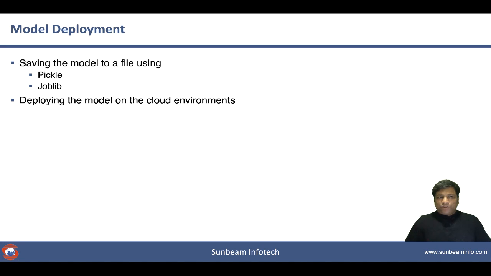Now, sometimes you want that model to be available to other users than your local machine. So we are going to use a library like Pickle or Joblib to save our model into a file, and we'll finally deploy it onto a cloud environment like AWS, which will be accessible for most of the users around the world. This is what we are going to cover under this particular course, Machine Learning with Python.